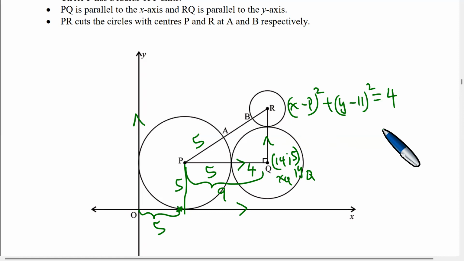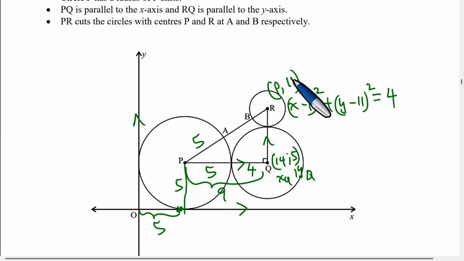Obviously, this has to do with the coordinates at the point R. Now we need to find the coordinates. What are the coordinates of R? They are P together with 11. So if you want to find RQ, it is vertical, so you use the y. It must be 11 minus 5, so that we are able to find the length of RQ.